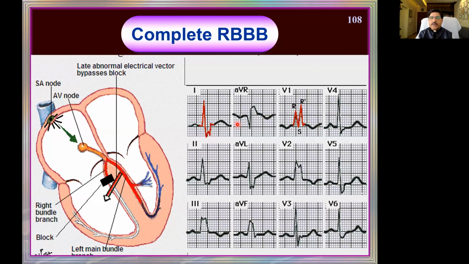Look at only two leads for RBBB. Why is this occurring? Because the impulse is not going this way. The septal activation is occurring. That is okay. And then this is the left ventricular activation. The right ventricle is activated through the ventricular myocardium. So much so there is a little delay in the contraction between the two ventricles.